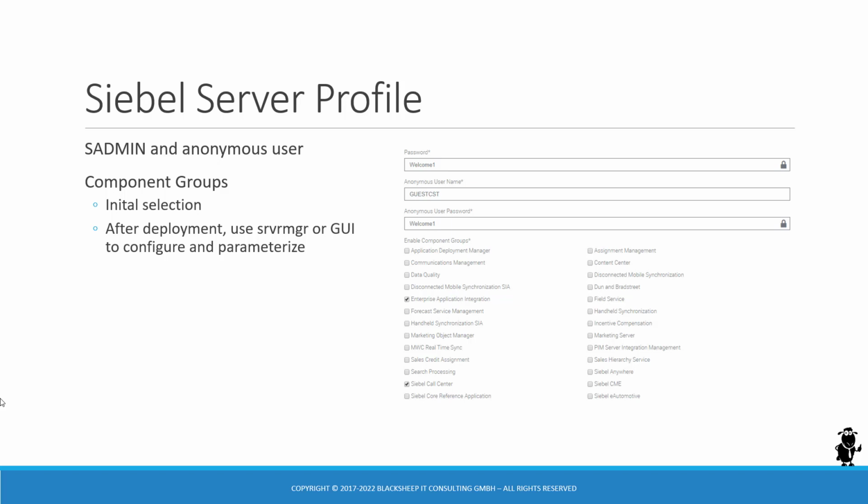So enterprise application integration is not a bad idea because it includes the EAI object manager, which is a vital part, for example, the REST API, and also supporting the migration application because it uses REST. A small group where you can run an object manager, that will probably be your industry, and maybe web tools if it's a development environment. After deploying the server, you cannot modify the profile anymore, but you can use the traditional tools like Server Manager or the user interface options to configure and parameterize the Siebel server and its component.